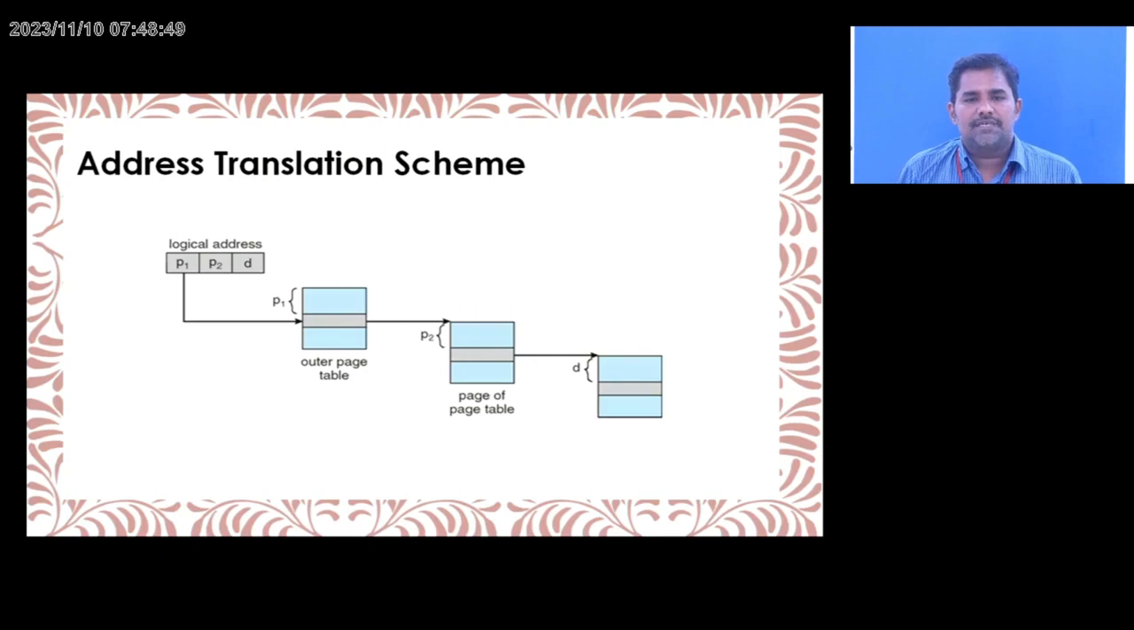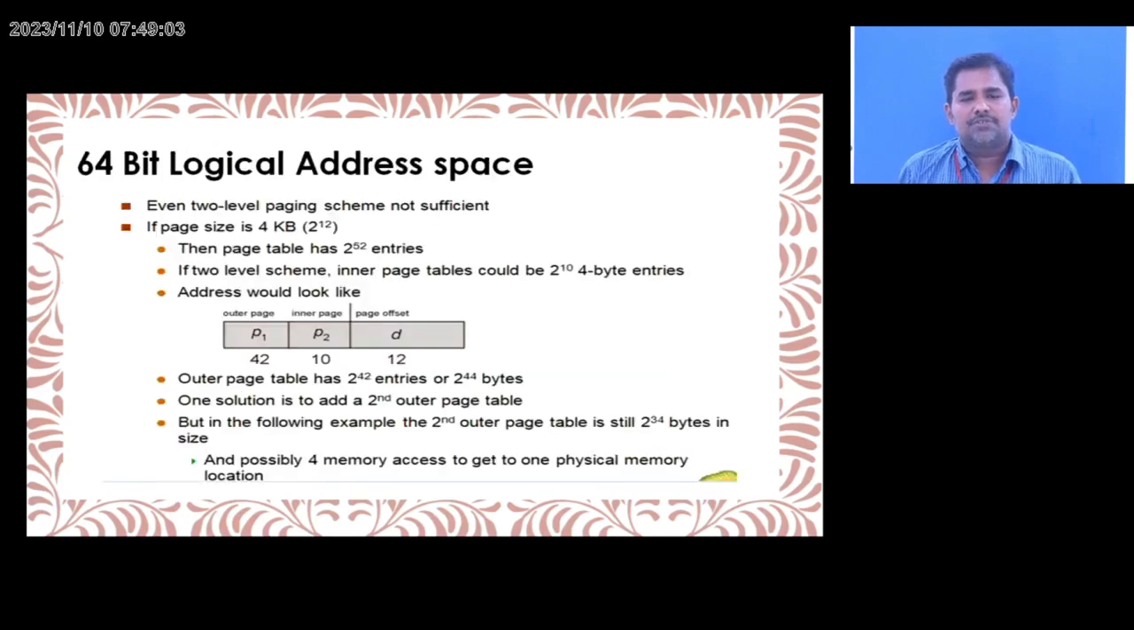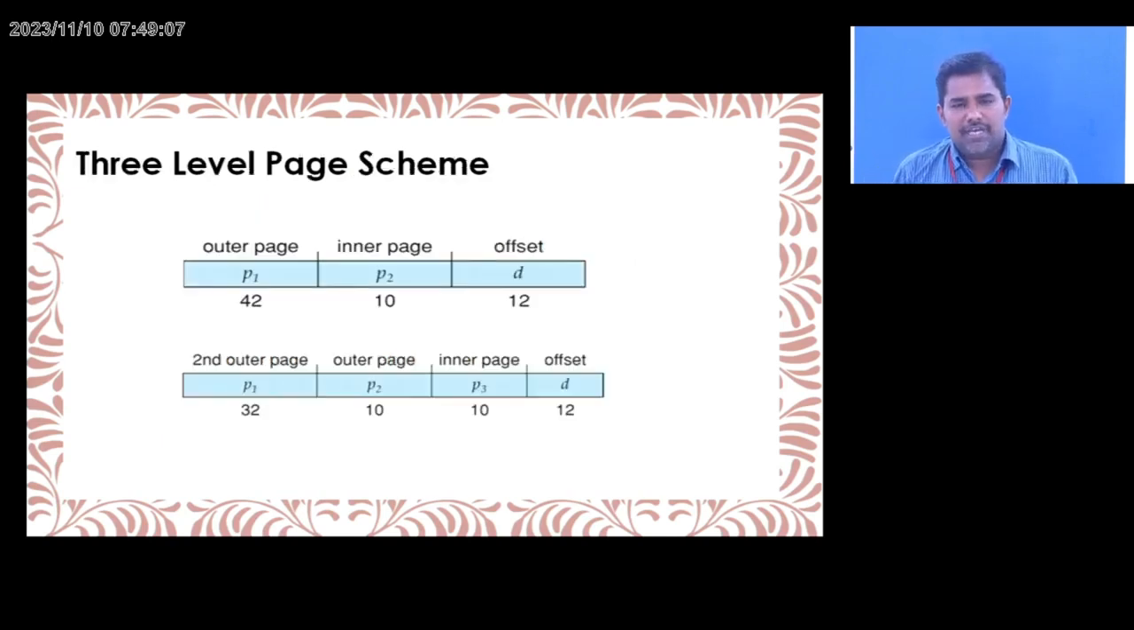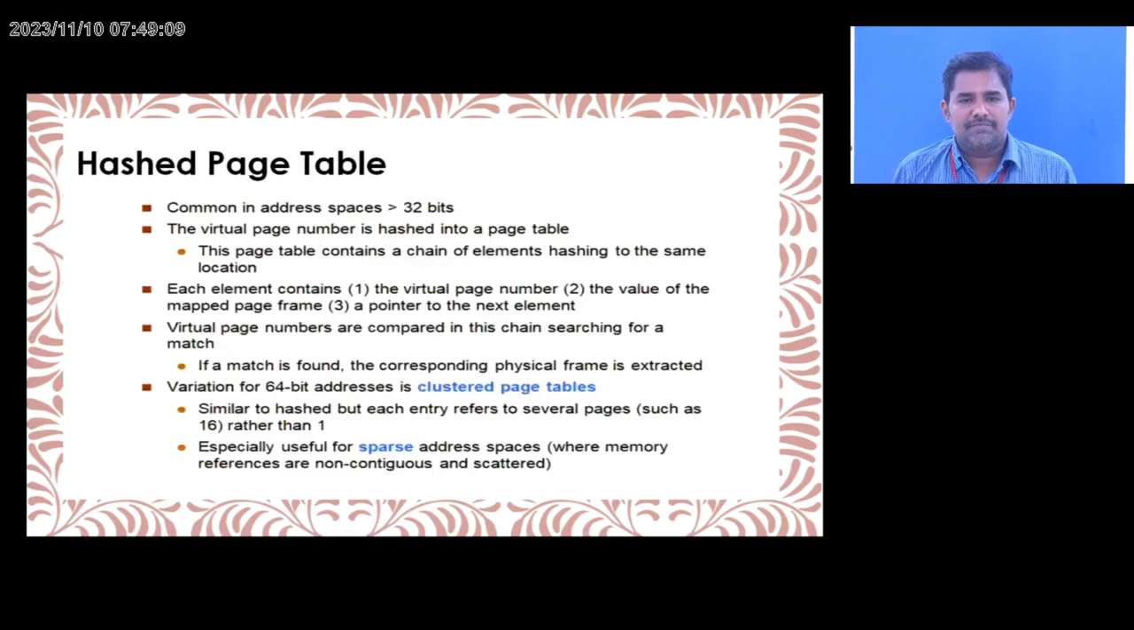In the address translation scheme, for example, P1 and P2 are the page numbers, where P1 is an index into the outer page table and P2 is the displacement within the page of the inner page table. For 64-bit logical address spaces, we can also use three-level paging schemes.